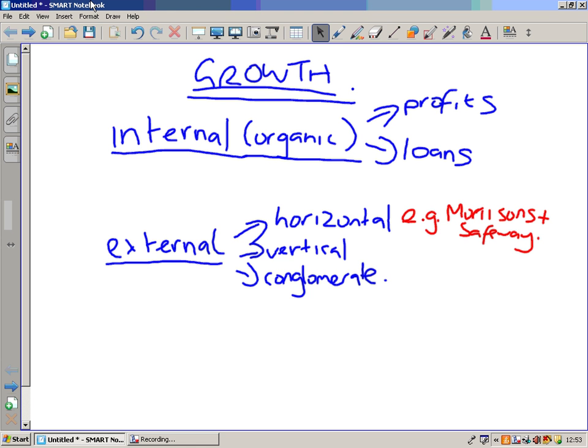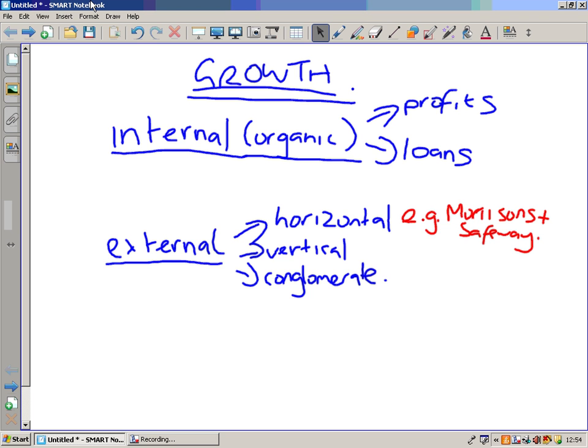Vertical integration, if you were to take over your supply chain, so if Asda, for example, owned all the major farms that supply food in the north of England, that would make it very difficult for Morrisons to compete with them. Conglomerate, well, you could argue you're reducing the risk by moving into different markets. You're gaining expertise from a different company as well. So you can see there are lots of advantages of external growth.